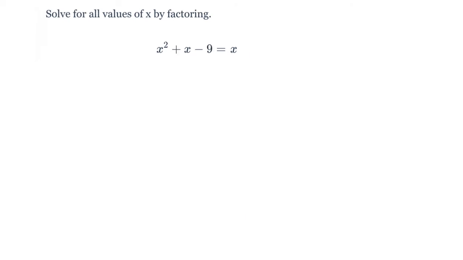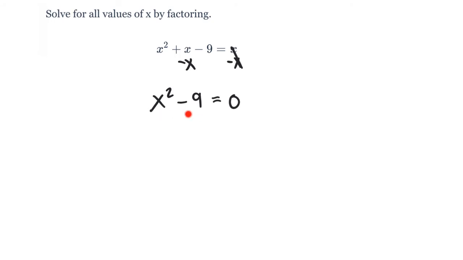First thing we want to do on this type of problem is we want to subtract the x. That way we get everything set equal to 0 on the right side there. And what's going to happen here, we've got x minus x. So our x's cancel out. We don't have any x's left on the left side. We just have x squared minus 9, which will equal 0.